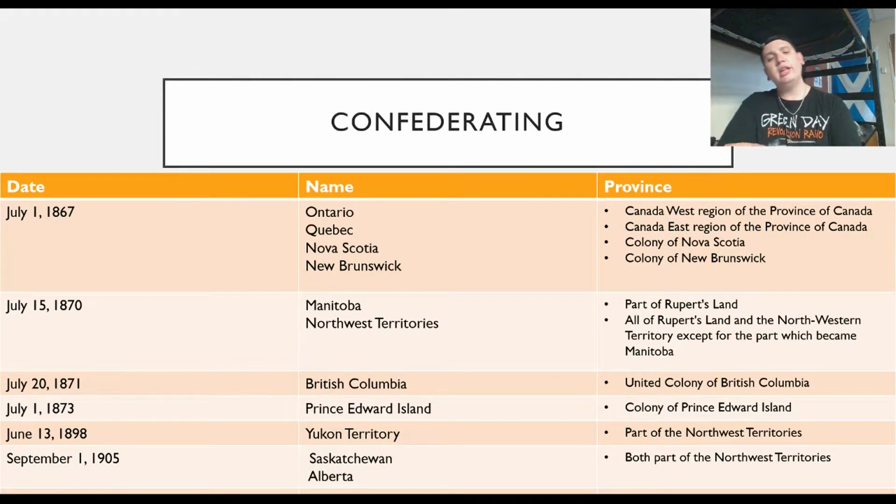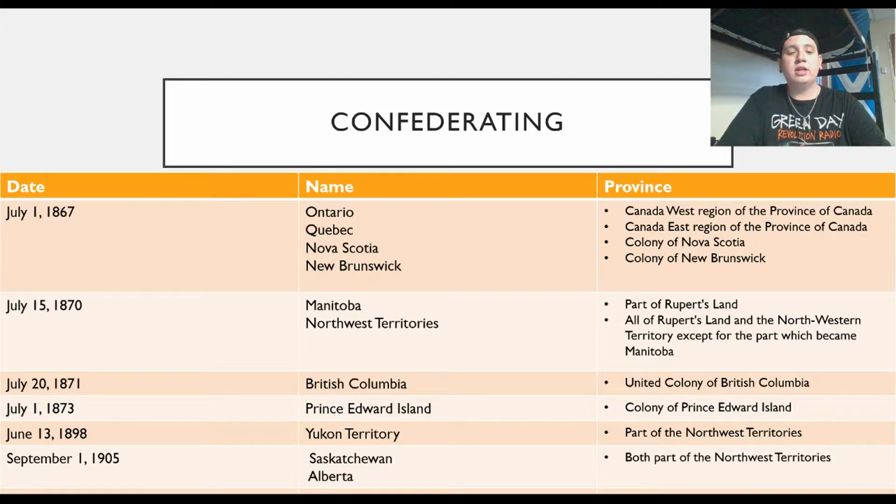So, confederating. Here I built a nice little table showing the date, the name, and the province of the Confederation. July 1st, 1867 would be Ontario, Quebec, Nova Scotia, and New Brunswick. July 15, 1870 would be Manitoba and the Northwest Territories. And then July 20th, 1871 would be British Columbia joining the Confederation. July 1st, 1873 would be Prince Edward Island.